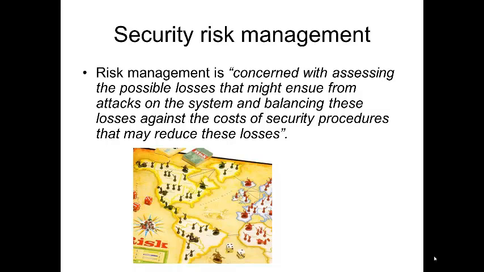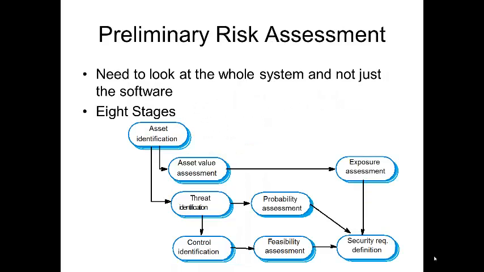So risk management should probably be driven by an organizational security policy and involves preliminary risk assessment that occurs before design and lifecycle risk assessment that occurs during the design. Let's take a look at both of these. So again, the preliminary risk assessment occurs before the design, and you need to look at the whole system and not just the software. So there are 8 stages: asset identification, value assessment, exposure assessment, threat identification, probability of that threat occurring, and control identification and feasibility of implementing those controls. And all this information will go into a security requirements document.